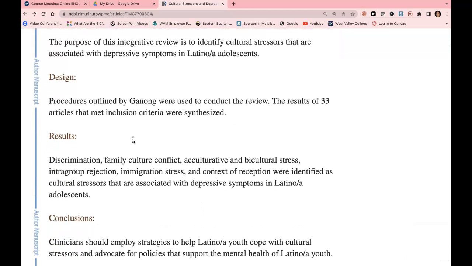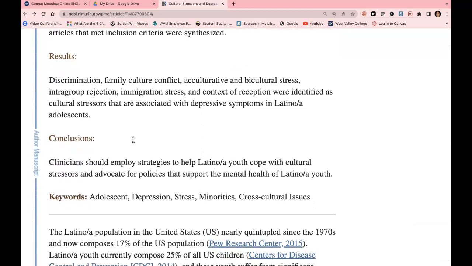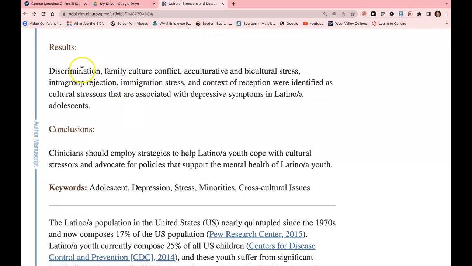I'm reading. What were the results of this research? Okay. Discrimination, family culture conflict. Okay, Julia definitely has this. Family culture conflict, acculturative and bicultural stress. So if I don't know what those terms mean, I would Google them. That's what I recommend that you do.